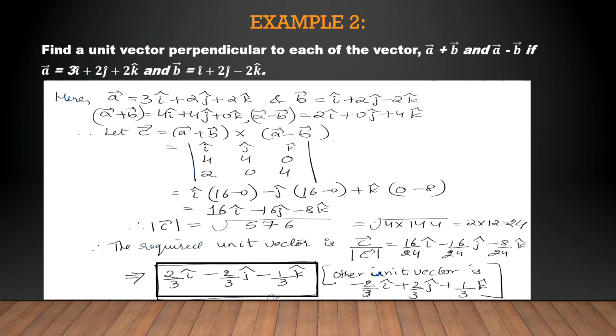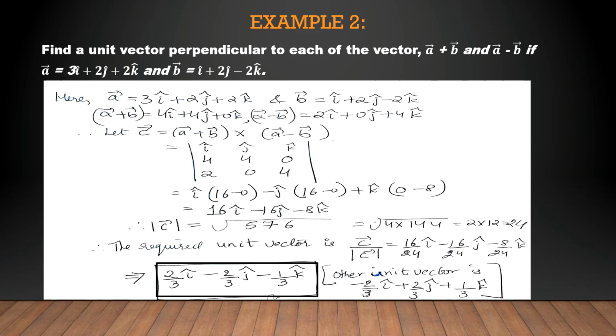Next example, find a unit vector which is perpendicular to both the vectors a plus b and a minus b. So first of all, let us understand this. By the definition of cross product, you get a vector which is perpendicular to both the vectors. So basically you need to find the cross product of the vectors a plus b and a minus b. So first of all, from the given vectors a and b, find a plus b, simple vector addition.